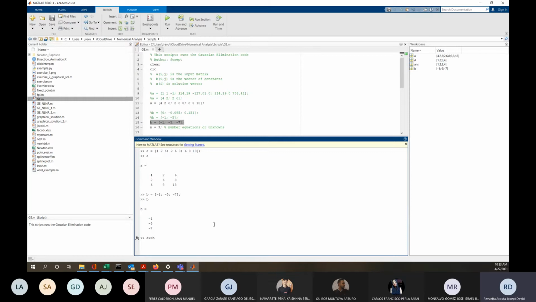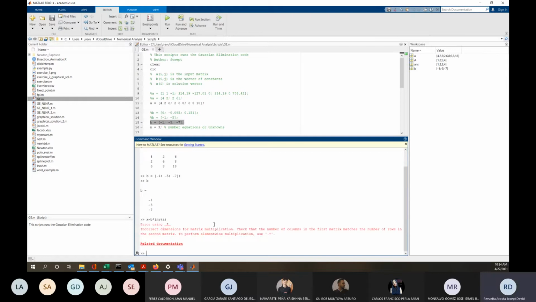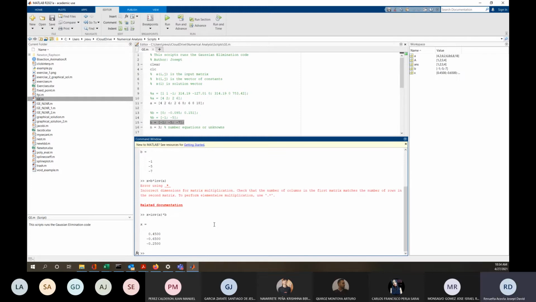However, instead of doing so, I can say that X is equal to the inverse of A times B. There you go. So that's the solution.